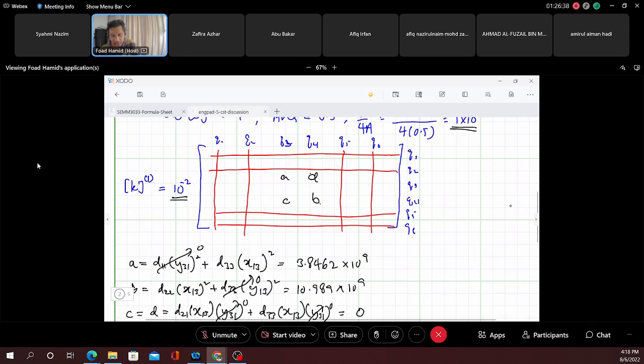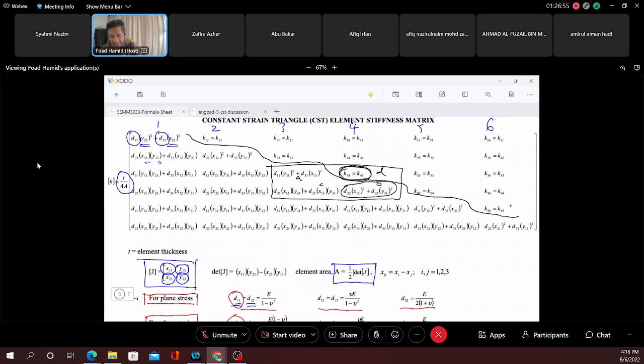So take a look. This is my 3, 4, 3 and 4. This is 4 and 3. 1, 2, 3, 4 and 1, 2, 3. This is 4, 3. This is 3, 4. And from the formula sheet, it says that K34 is equal to K43.